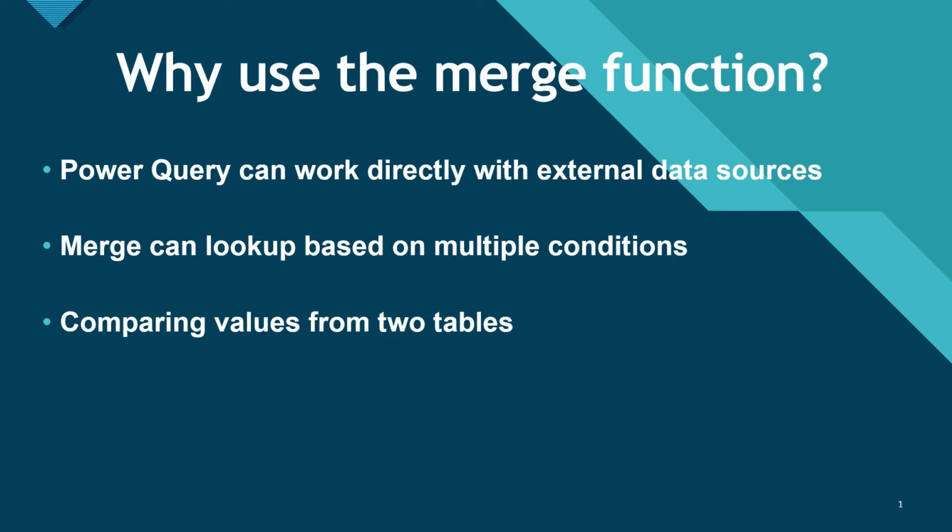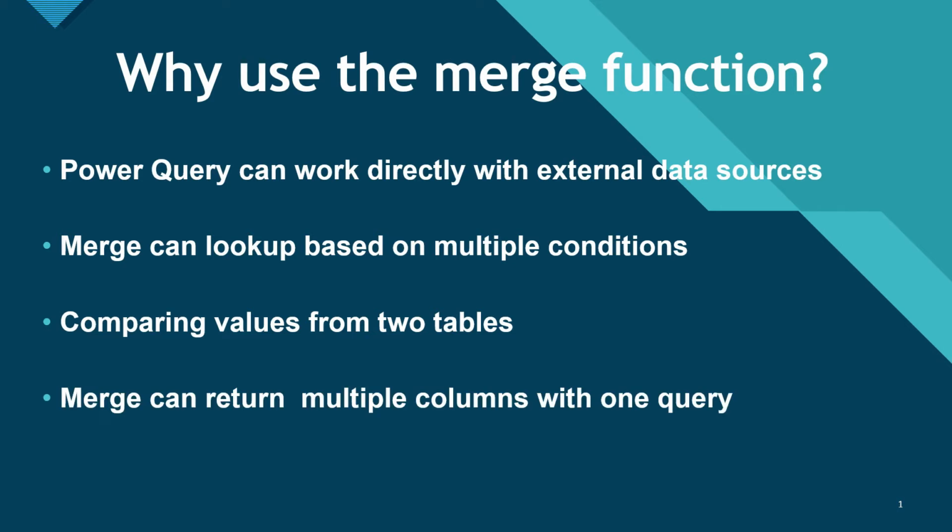Third, comparing values from two tables. When there's a need to compare lists from two tables, where some values are in both tables while others are not. For example, when you have one list of students who attended one class, and then the second list of students who attended another class, and your task is to find out who went to both classes. A simple merge using only the matching rows from the two tables will get the job done quickly.